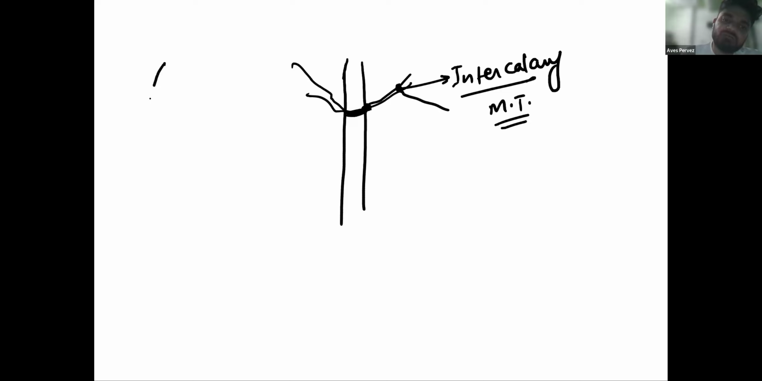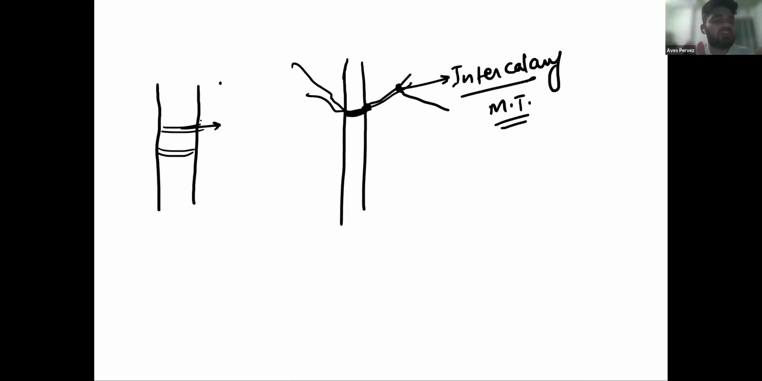The third type of meristematic tissue is the lateral meristematic tissue, which is present just below and is responsible for increasing the lateral growth of the plant. Lateral growth means the thickness of the stem.